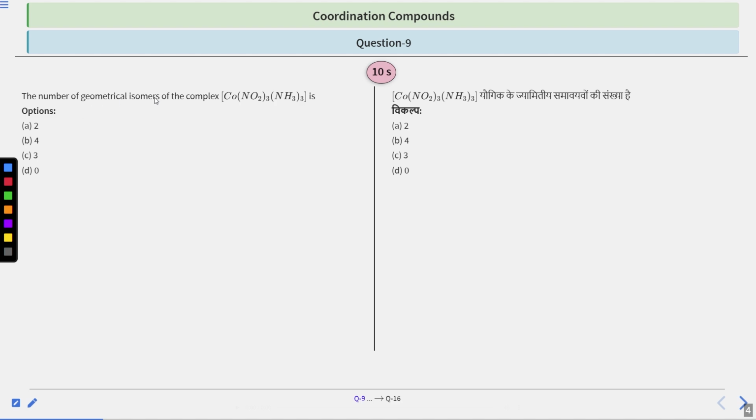The number of geometrical isomers of the complex [Co(NO2)3(NH3)3] is. So we have a complex given here. We have to tell how many geometrical isomers we can get for this complex. Options are 2, 4, 3 or 0. You have 10 seconds to solve this question. After that, we will see the answer.